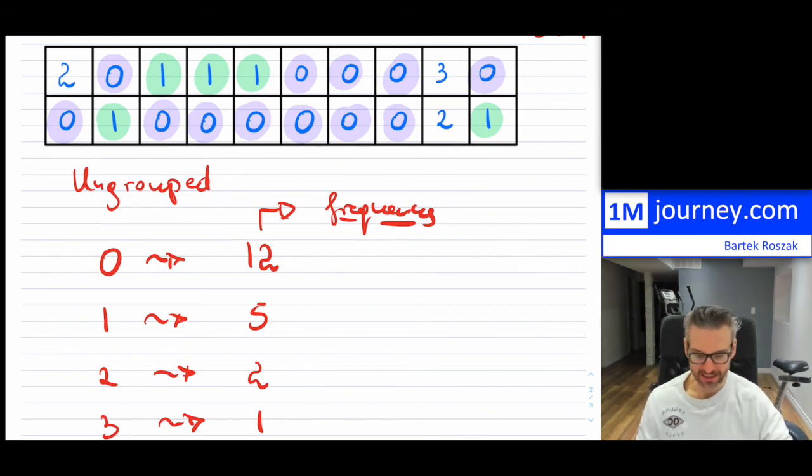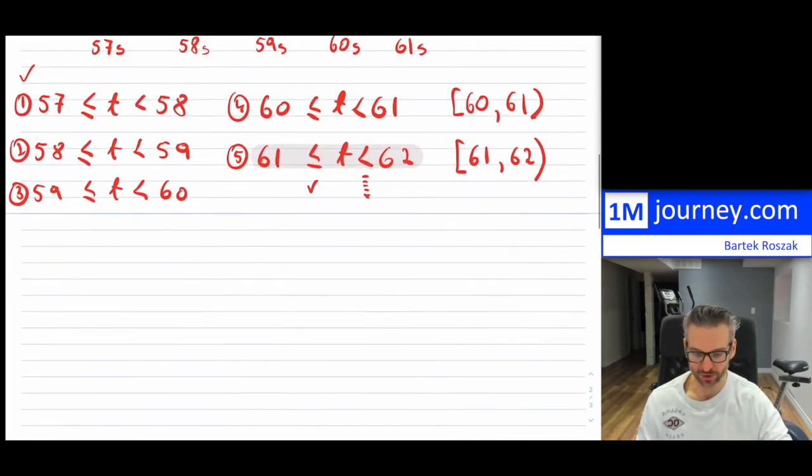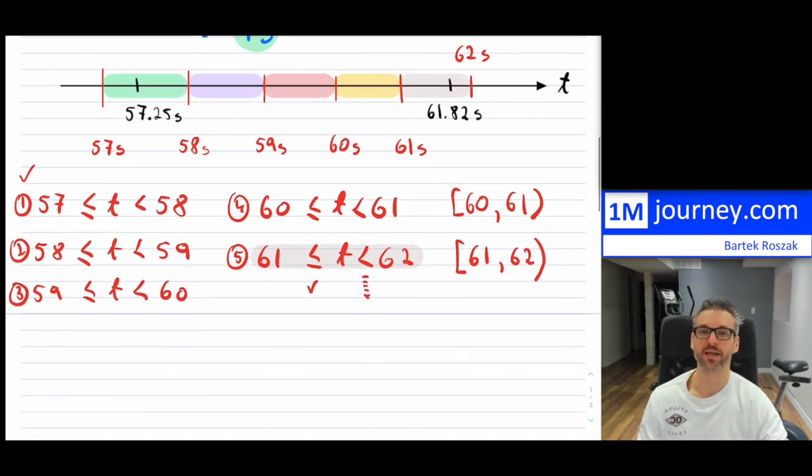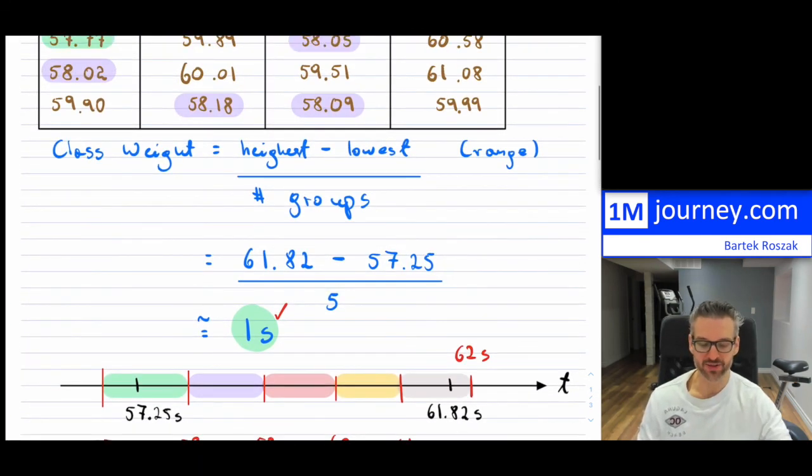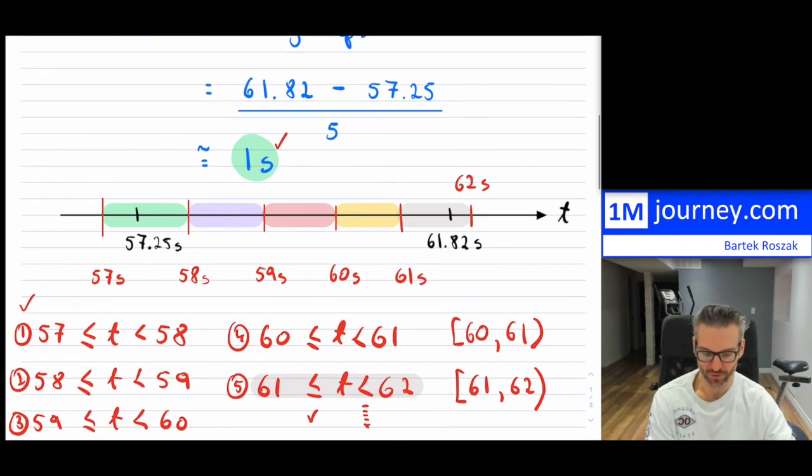I hope these examples give you a sense of the difference between grouping and ungrouping, when it's necessary and when it may not be, how to find and calculate the class weight, and how to start creating these groups.